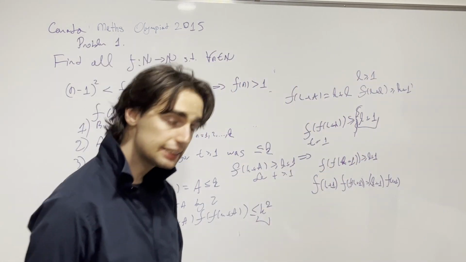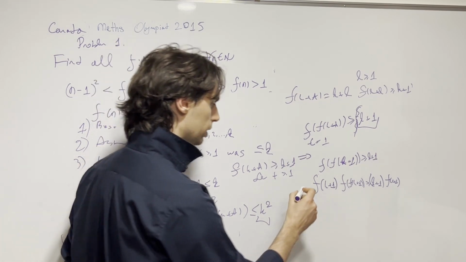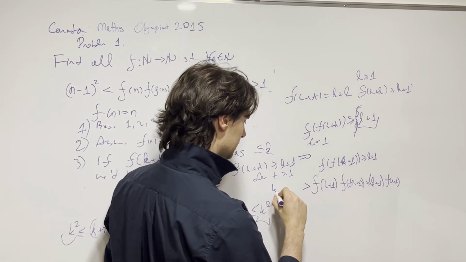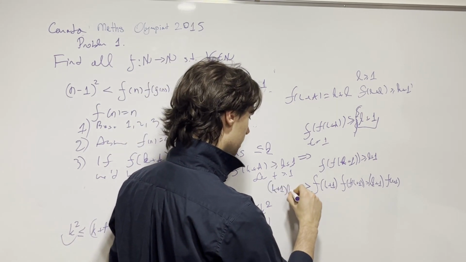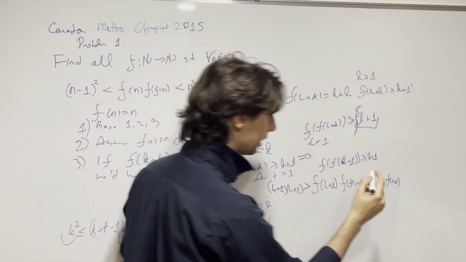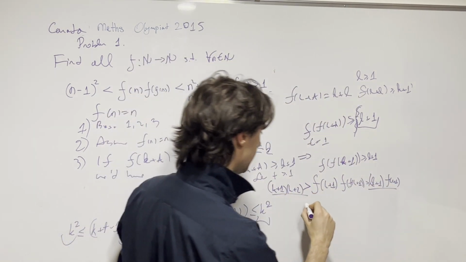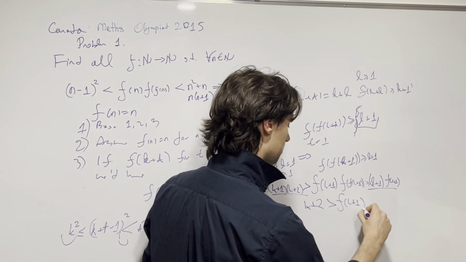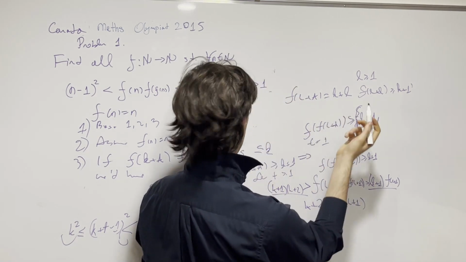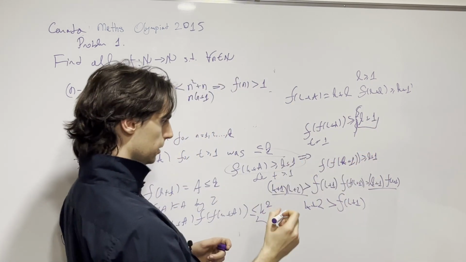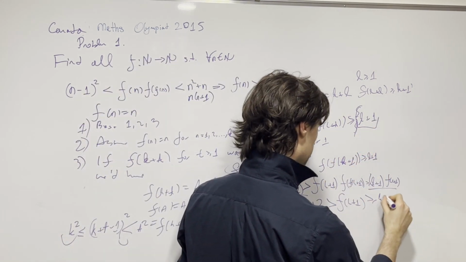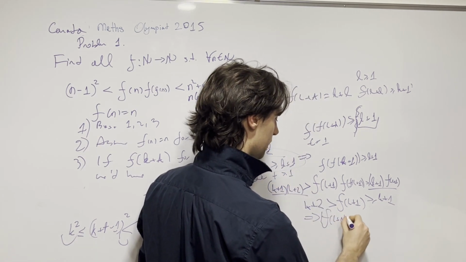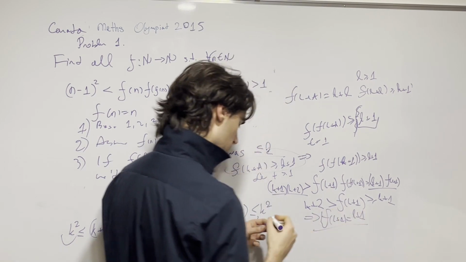So now we have this thing right here needs to hold, but we know that this is strictly less than n times n plus 1, so this is k plus 1 times k plus 2. And now we combine these two inequalities, and we have k plus 2 is strictly greater than f of k plus 1, which we know by this thing from here is greater than or equal to k plus 1. And so it forces f of k plus 1 to be equal to k plus 1, which finishes up our induction.